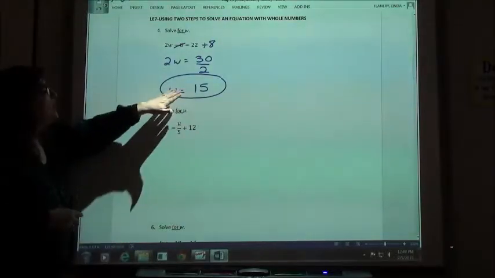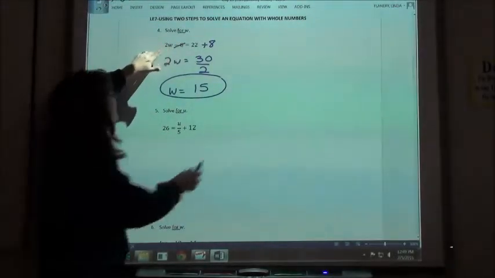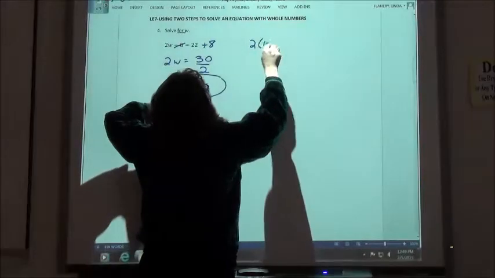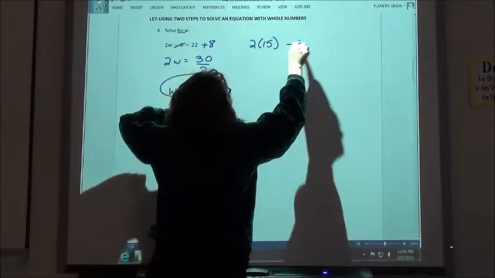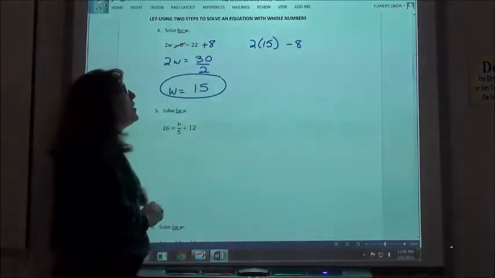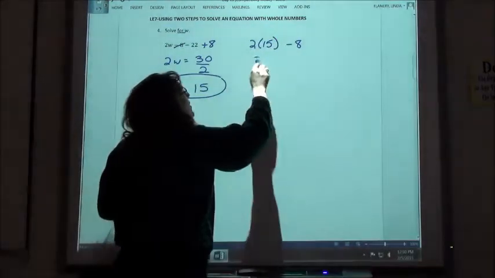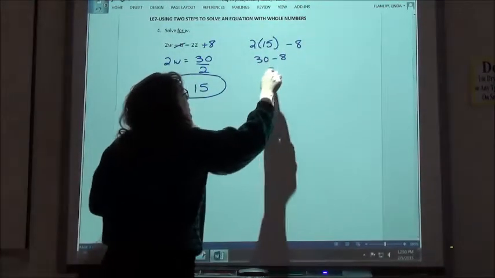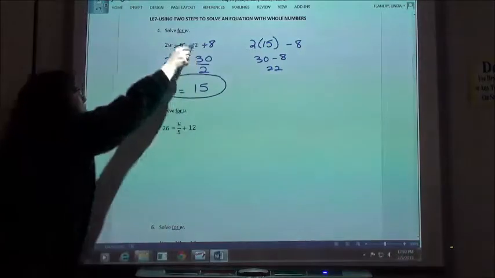So again, if I really wanted to check it out, I would check it over here and say, okay, I'm going to take 2 times the 15, and I'm going to minus the 8 from that answer to see if I really get 22. Well, 2 times 15 is 30, and 30 minus 8, sure enough, there's my answer, 22.